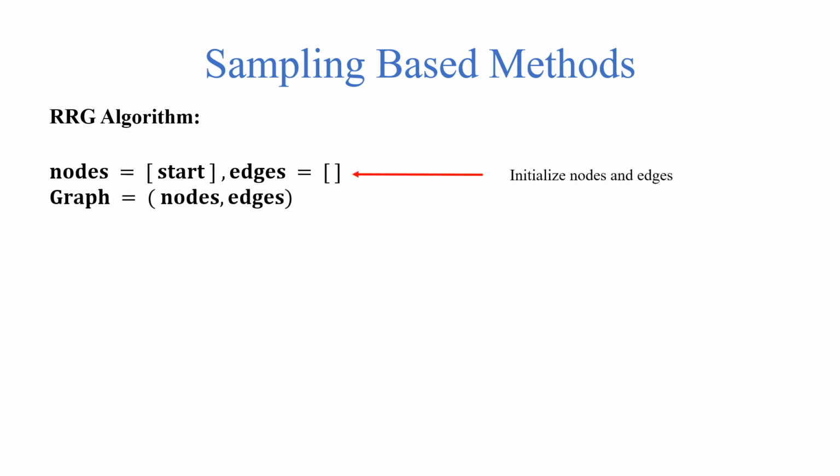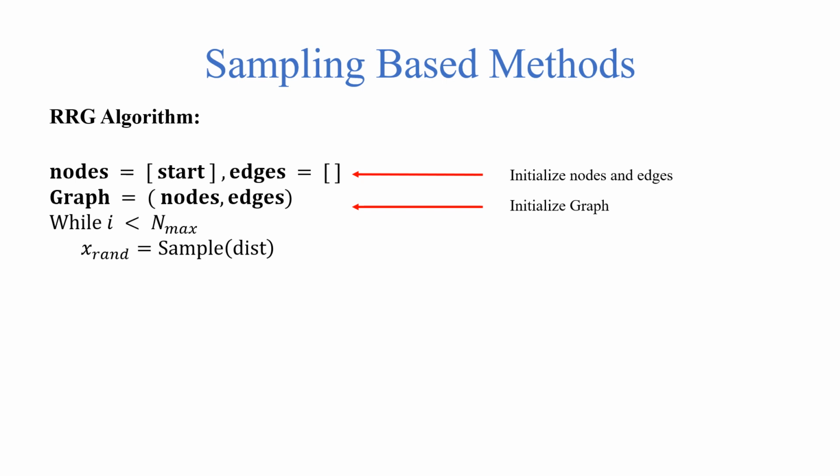I'm going to discuss the RRG algorithm in detail. First, we initialize the nodes to start and the edges to an empty list. Then we initialize the graph using the nodes and the edges. Now we repeat the following steps for the maximum number of iterations n max. First, as usual, we take a sample from the free space following a certain distribution.